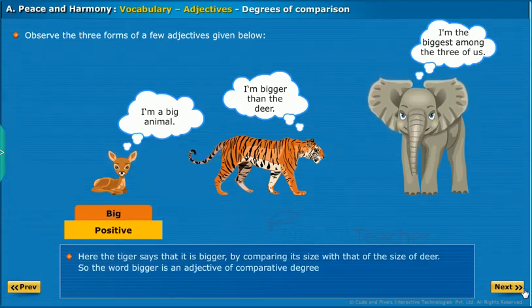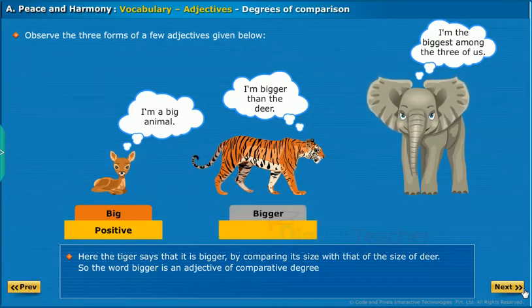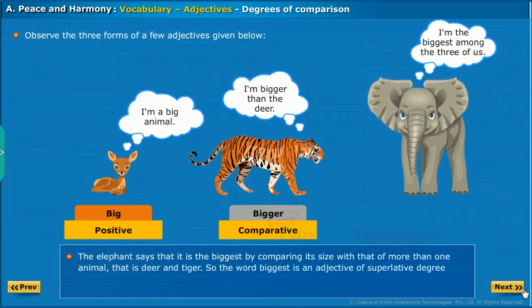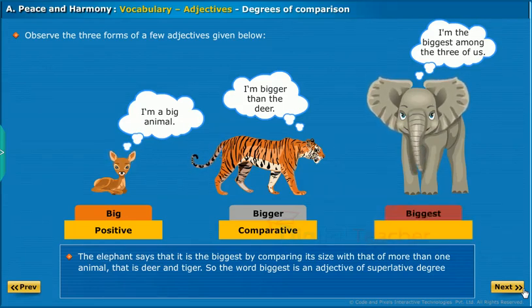Here, the tiger says that it is bigger by comparing its size with that of the size of deer. So the word bigger is an adjective of comparative degree. The elephant says that it is the biggest by comparing its size with that of more than one animal, that is deer and tiger. So the word biggest is an adjective of superlative degree.